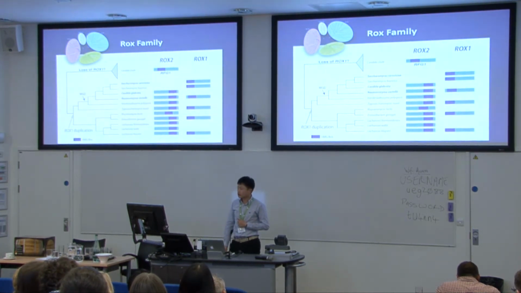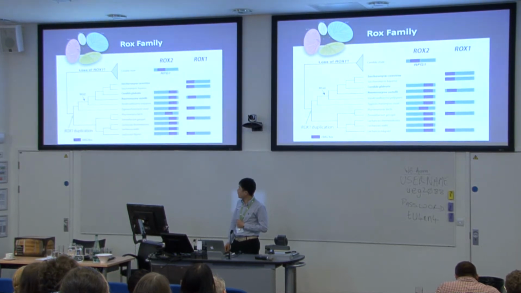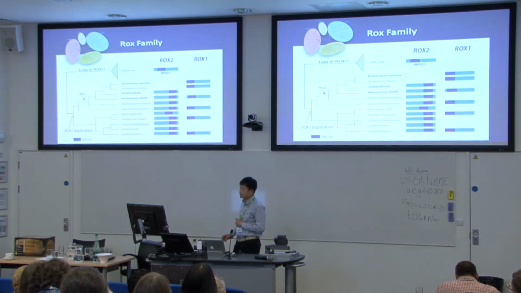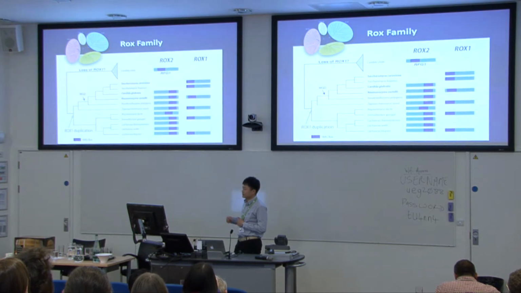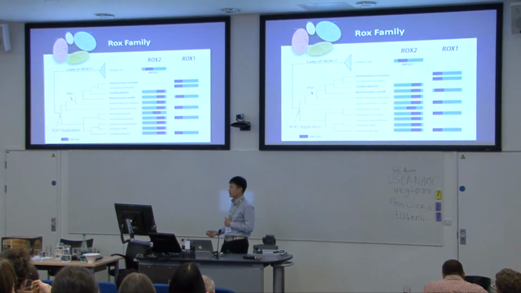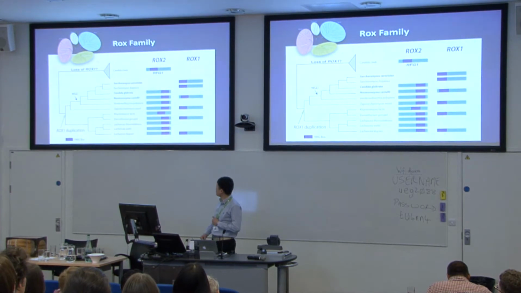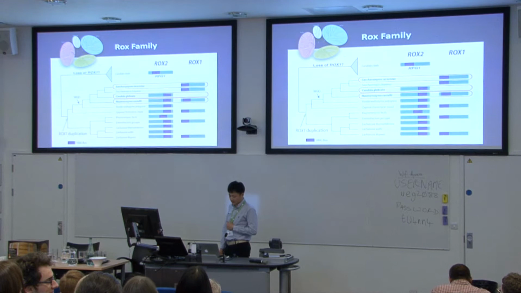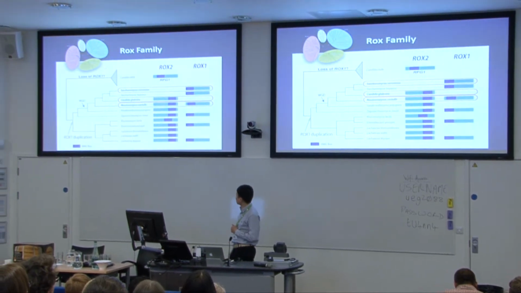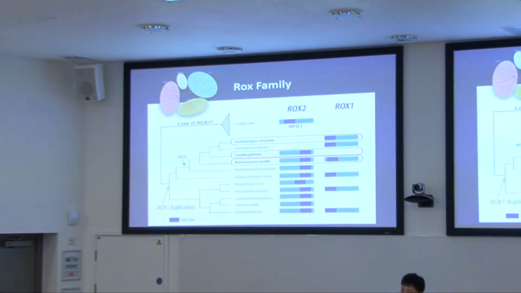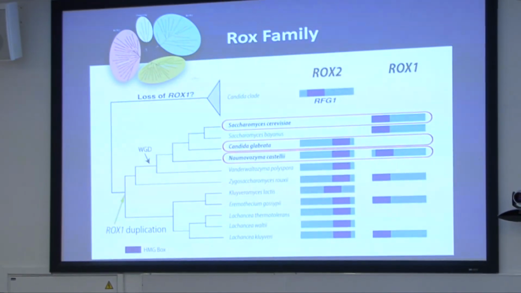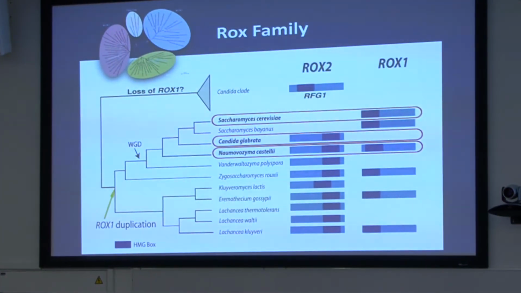There are three major groups of ROX family genes: ROX1, ROX2, and IFG1. In the Candida clade, they lost ROX1 and have IFG1, which, previous work showed, has lost hypoxic regulation and regulates filamentous growth. In the Saccharomyces clade, some species lost ROX2, like Saccharomyces cerevisiae, and some species lost ROX1 and contain ROX2, while Candida glabrata and Candida castellii contain both of these two genes.